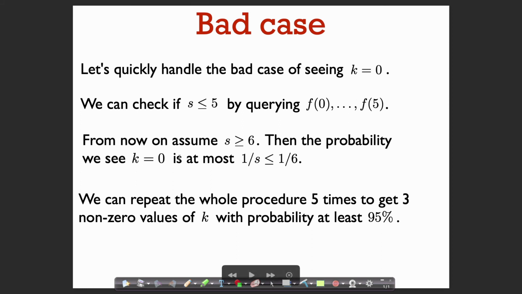And then the probability that we see K being 0 is at most 1/6. Okay. And what we want to do is just repeat this whole quantum procedure, the 3 steps of this quantum algorithm. We're going to repeat that 5 times. And our goal with repeating that 5 times is to get 3 non-zero values of K. All right. And you can just do this simple calculation to show that if you repeat that 5 times, the probability that you get 3 non-zero values is at least 95%.